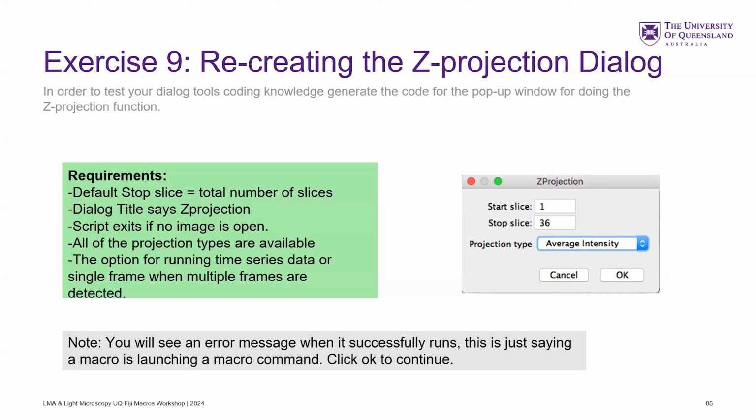At the top of the box, the projection, you should have a drop down with all the choices for the different projection types. If you have a time series, there'll be a tick box that appears that says do this to every frame. So let's try to come up with an idea of how to do it. We're going to recreate this by doing the code to do this.